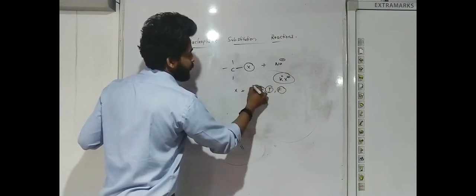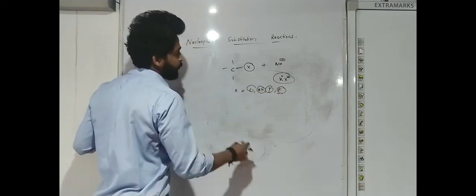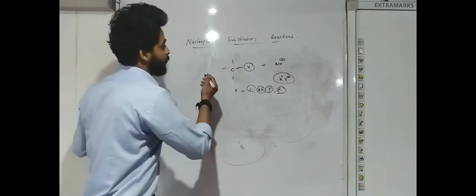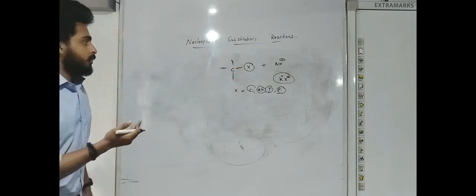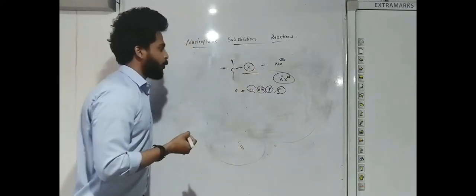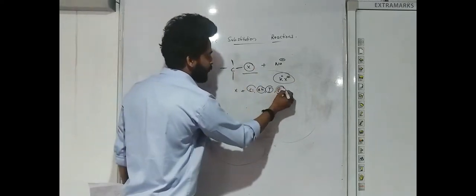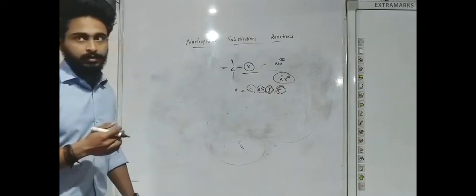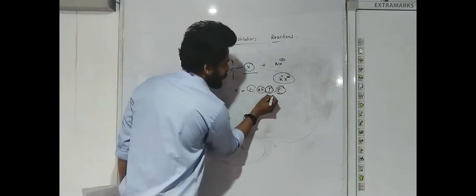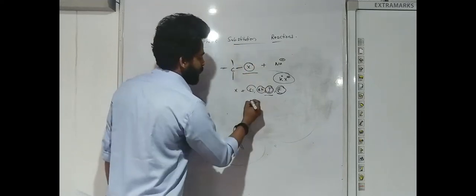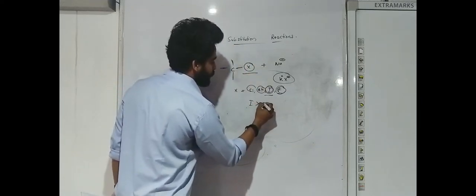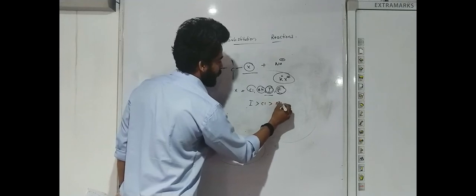You know that fluorine is more electronegative, so we may think it will be the better leaving group, but actually it's not fluorine, it's iodine, because we have to consider size also. So by considering the size of iodine, iodine will act as a good leaving group. So iodine is more active than chlorine, than bromine, than fluorine.